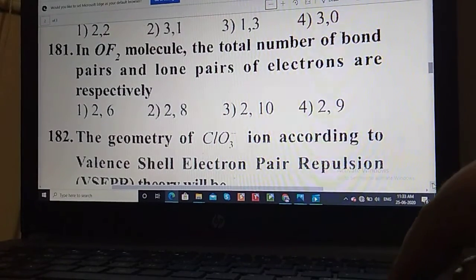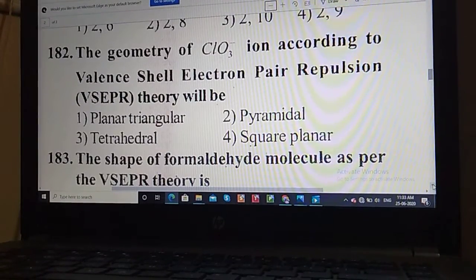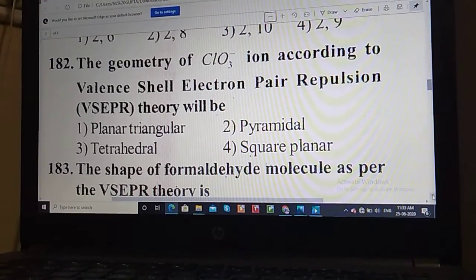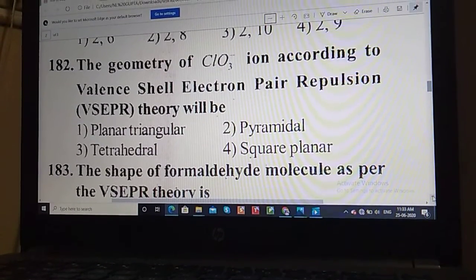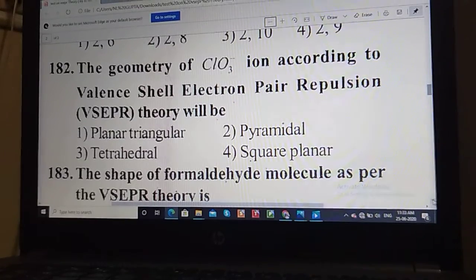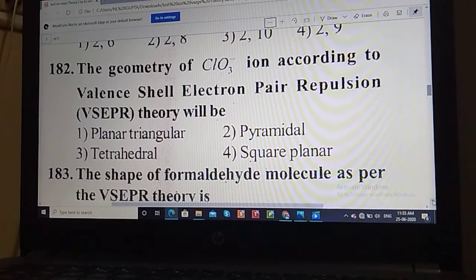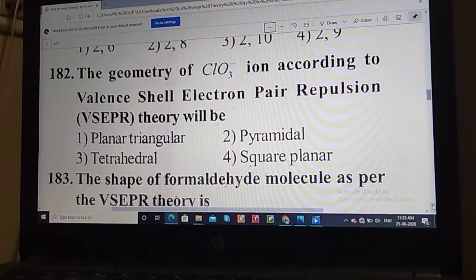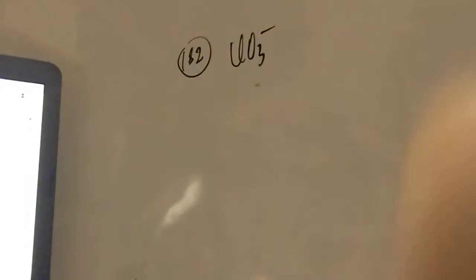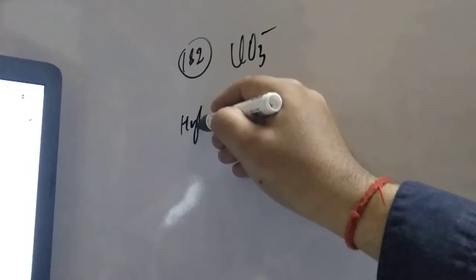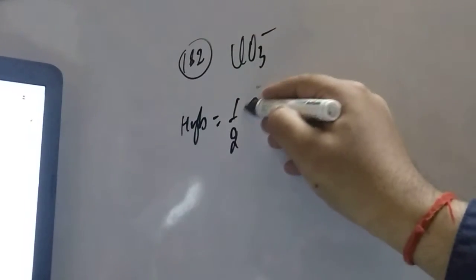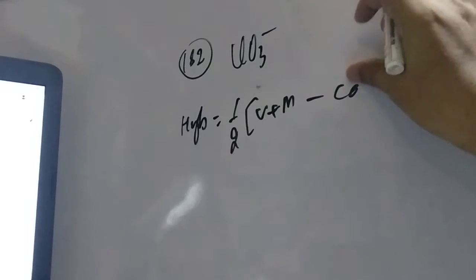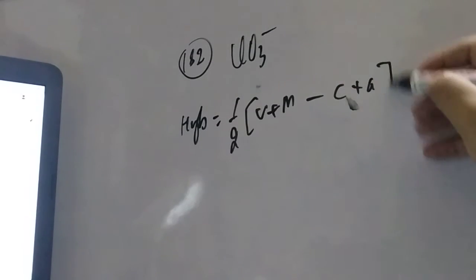Okay, now 182. If you go with 182, the geometry of ClO3 minus ion according to valence shell electron pair repulsion theory will be. So you check, student, 182 is there. You come to the board, student, ClO3 minus. Here we come. So I told you the hybridization; it is better to calculate hybridization, which is equal to 1 by 2 in bracket V plus M minus C plus A. This is the shortcut formula for hybridization.